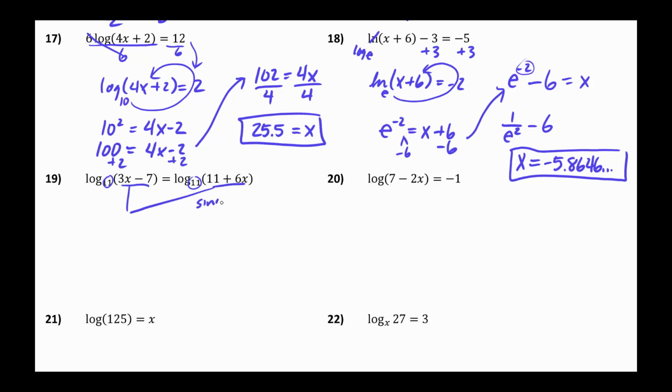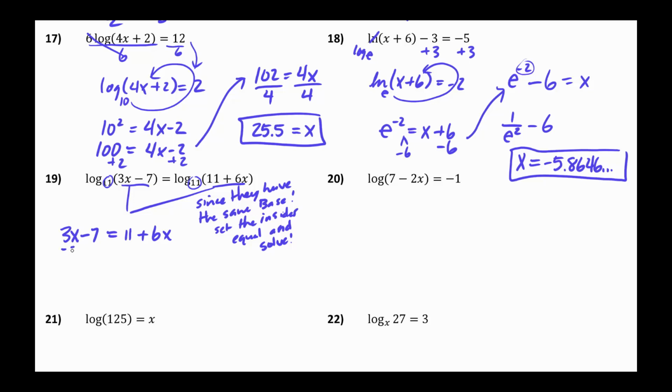So since they have the same base, set the insides equal. So set the insides equal and then just solve. It's not very hard in this case. It'll be 3x minus 7 equals 11 plus 6x. This actually might be one of the easier problems we've done on the back.